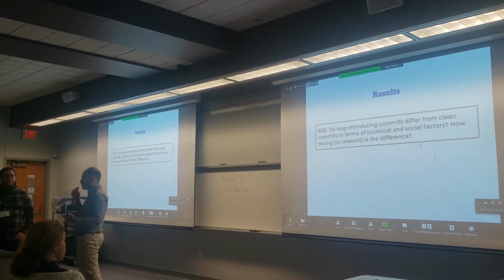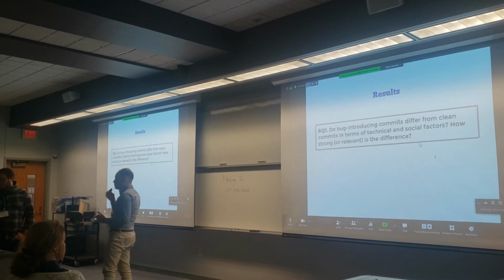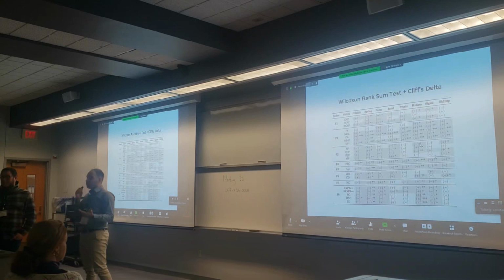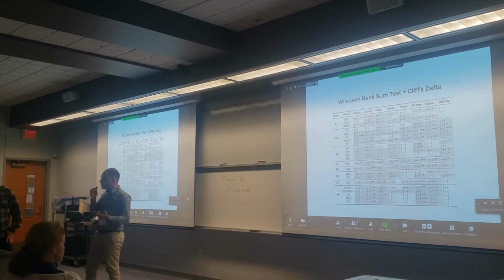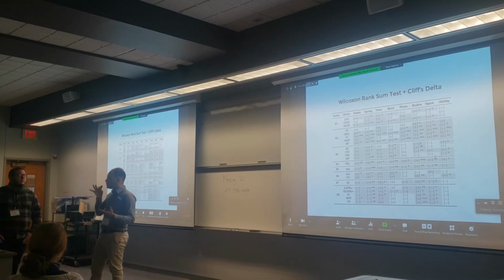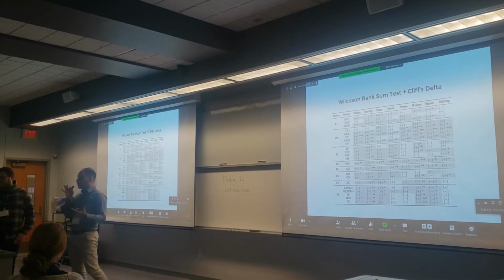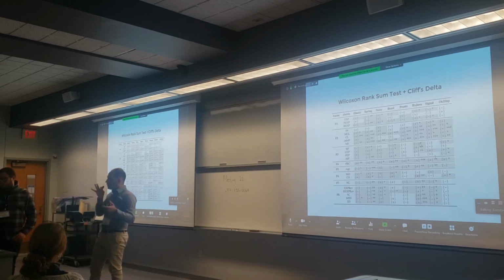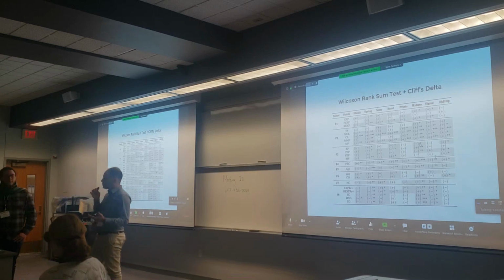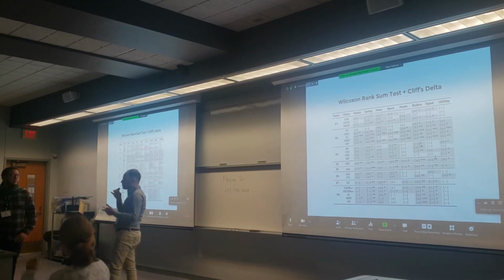So on our results for the first research question, we use the Wilcoxon Rank-Sum test to test if there is a statistically relevant difference between 2 populations. The populations are the values of a metric for the buggy or the clean commits, and we use the Cliff's Delta test to show how strong that difference is.